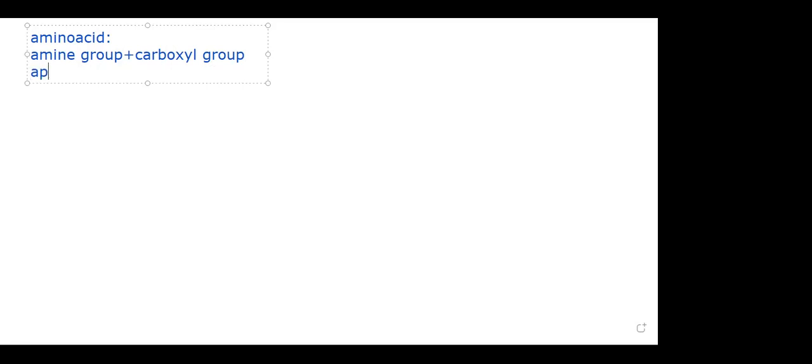We call it the alpha carbon, where one carbon is surrounded by 4 different functional groups. That is why we call it the alpha carbon. If you want to see the structure, this is the carbon.